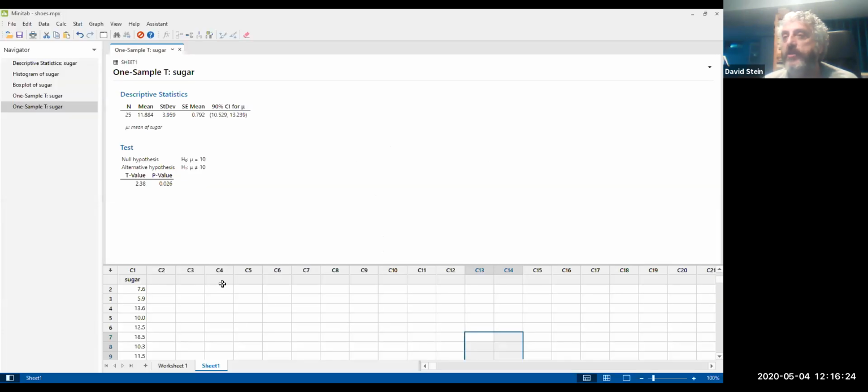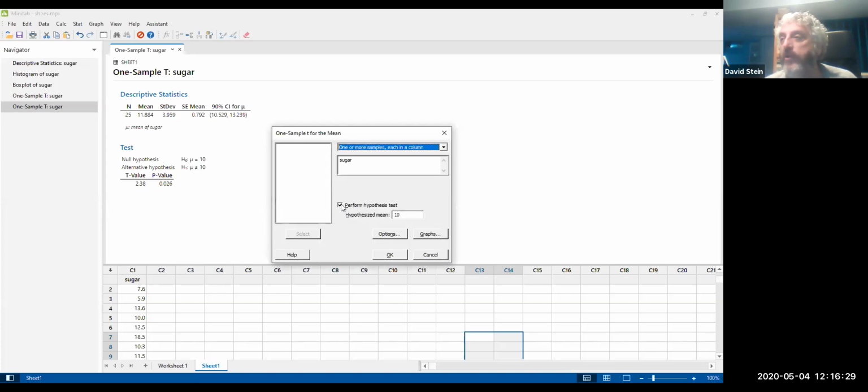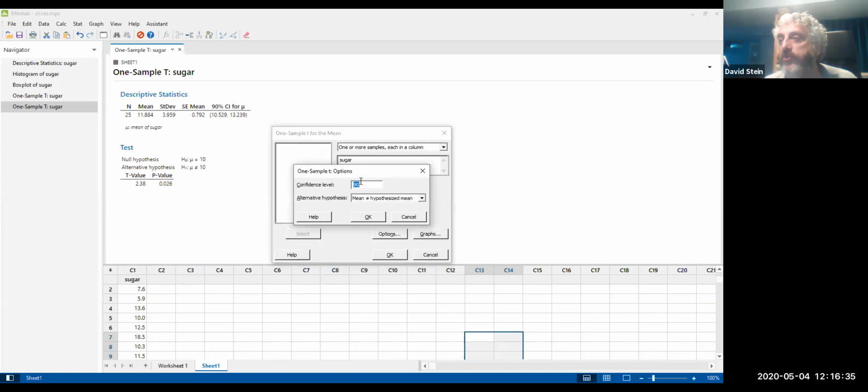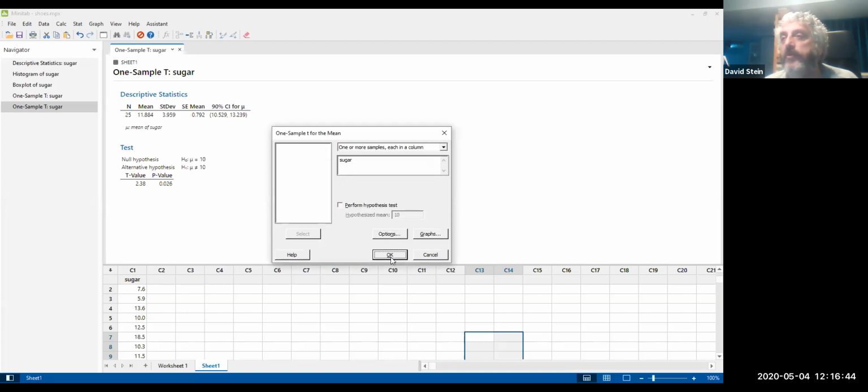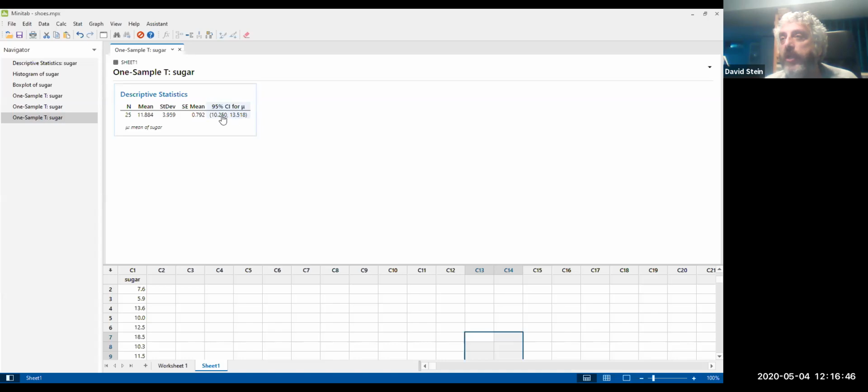So back to Minitab. Pull this up again. I don't want to perform a hypothesis test anymore, but I do want to check. Oh, look, this is 90% confident. So I'm going to change it to 95% confident. And there are the numbers we got.